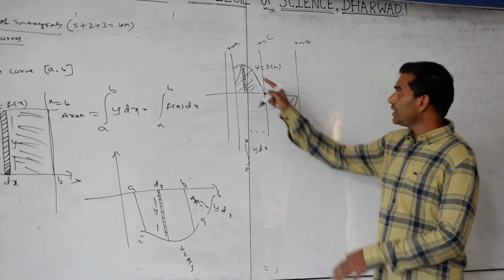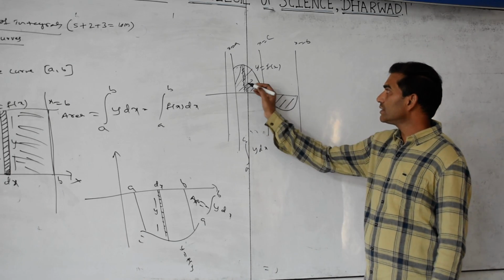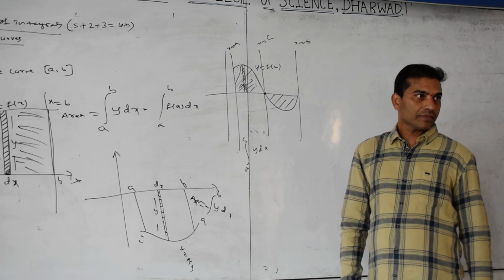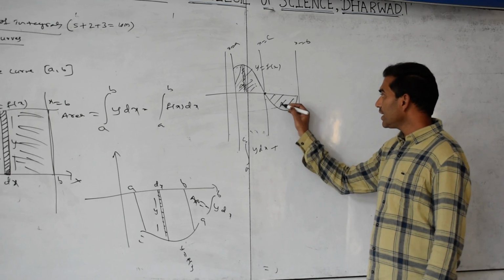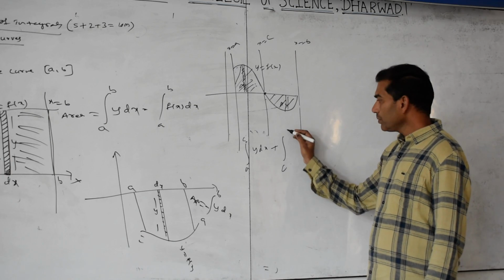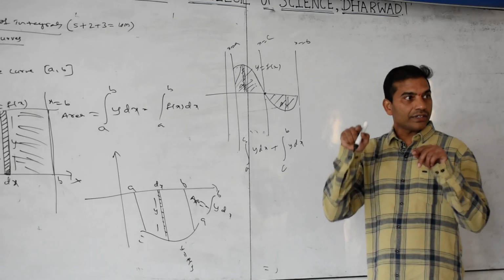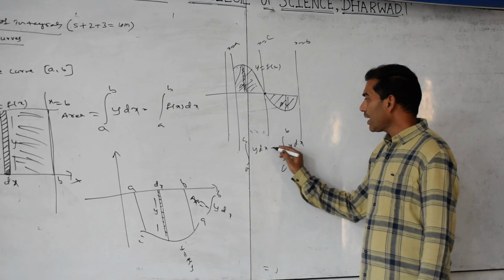Tell me the area: the integration from a to c of y dx is a1 plus a2. Then for the small strips, tell me, from c to b of y dx. Is it correct? No, it is down there, so we should write minus here.